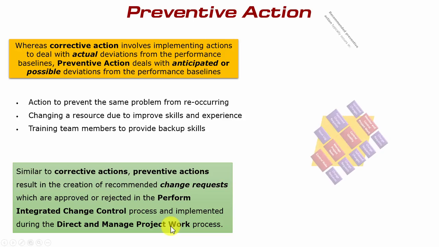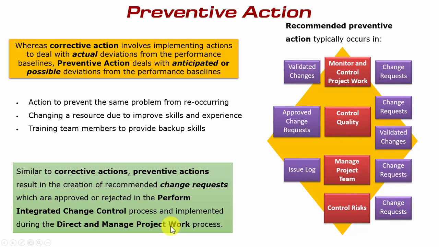Here's a quick snapshot. It's only meant as a reference for you right now. I won't talk through it in any particular detail because we'll be covering these later. But the typical processes where recommended preventative action would occur would be in Monitor and Control Work, Control Quality, Manage Project Team, and Control Risks. I'll talk through these in a little detail later.